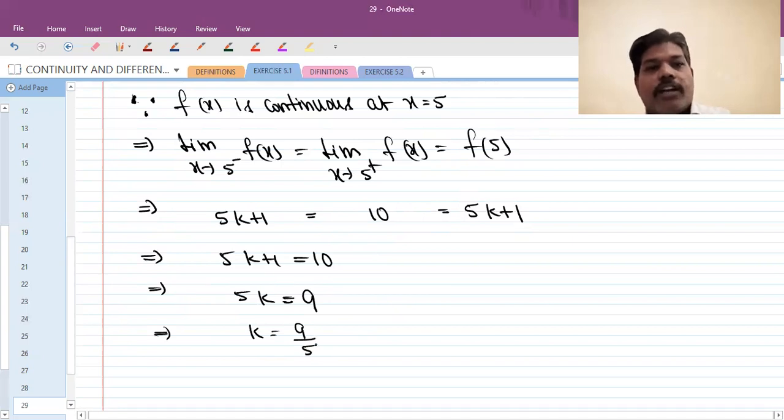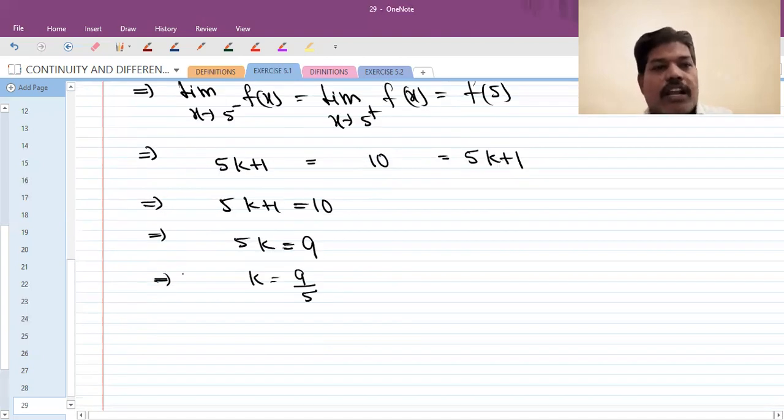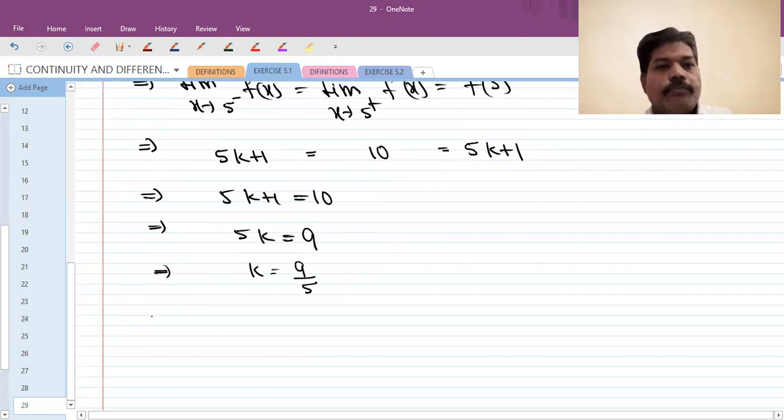So at the end, give the conclusion, students. Therefore, the required value of k is equal to 9 by 5.